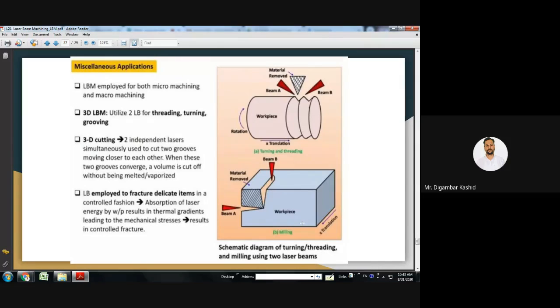So this laser beam can also be employed to fracture delicate atoms in a controlled fashion. During absorption of the laser energy by the workpiece, that results in a thermal gradient, leading to mechanical stresses, and due to that we get controlled fracture. So this is another miscellaneous application: laser beam can be employed to fracture delicate atoms in a controlled fashion.